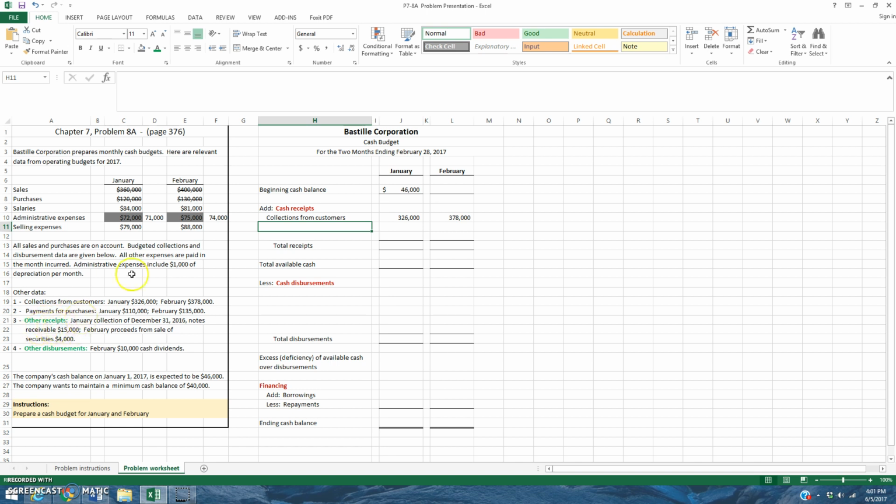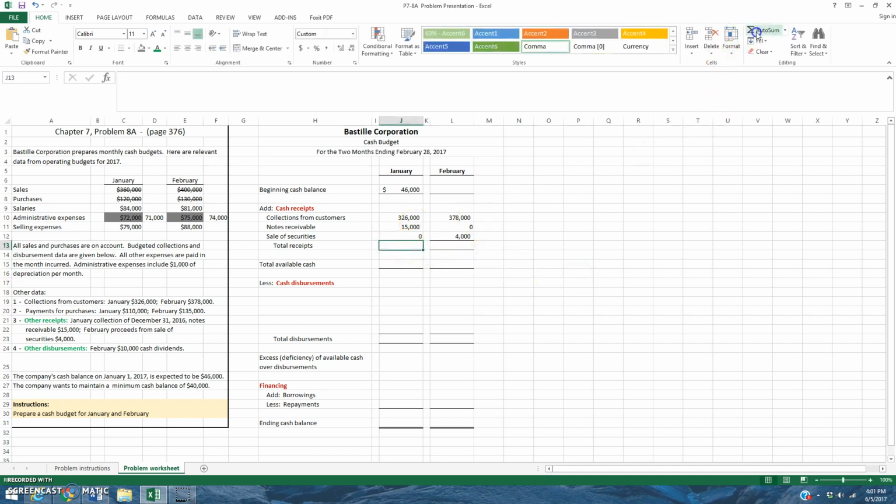Then we're going to, from here, put in our notes receivable, which was $15,000 in January. But no indication of any receivables in February, so we'll just put in 0. We had a sale of securities in February for $4,000. No indication for January, so again we'll put in a 0 for January.